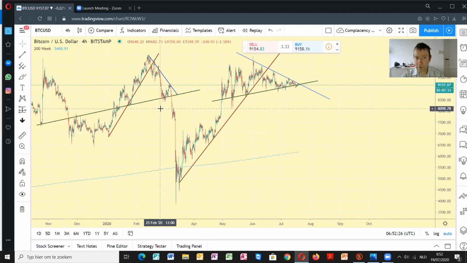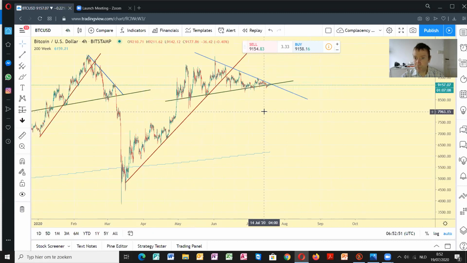And in February, we had a similar pattern, also a triangle defined by three trend lines, the red one, the blue one, and the green one. And here we had a breakout before the end of the triangle.